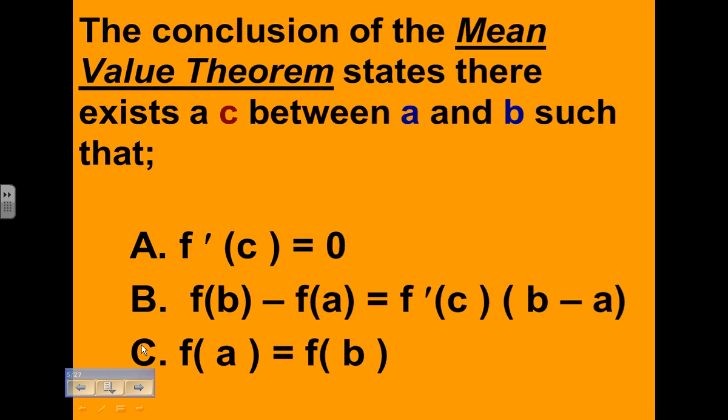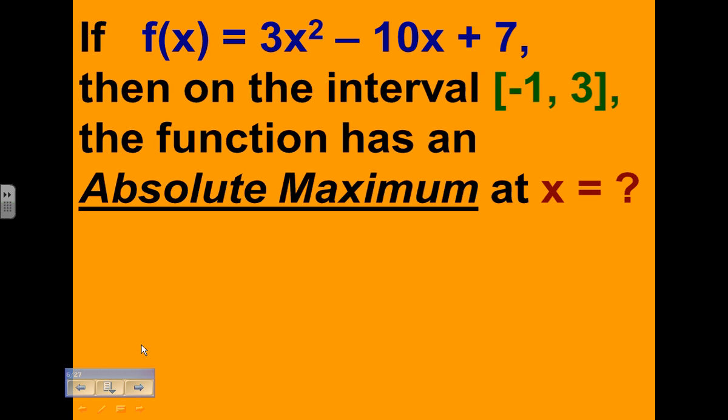On this one, the conclusion of the mean value theorem states there exists a C between A and B such that f prime of C equals 0, f of B minus f of A equals f prime of C times B minus A, or f of A equals f of B. It's B. Make sure you know the alternate way of writing it. Some people use this exclusively: the mean value theorem rewritten in a linear fashion instead of a quotient.